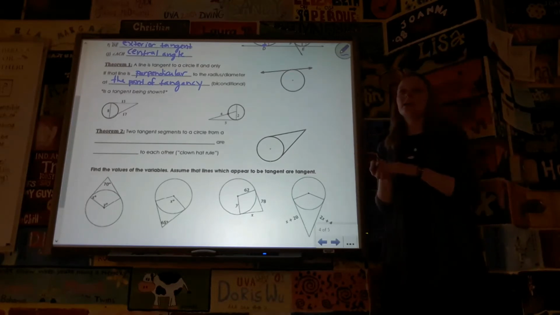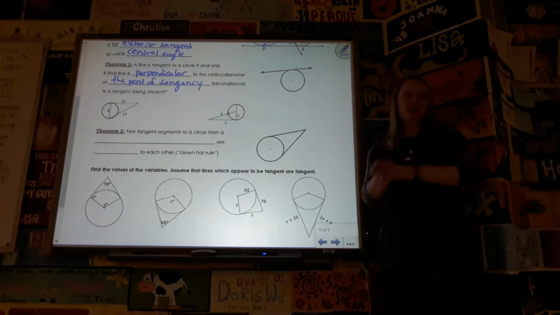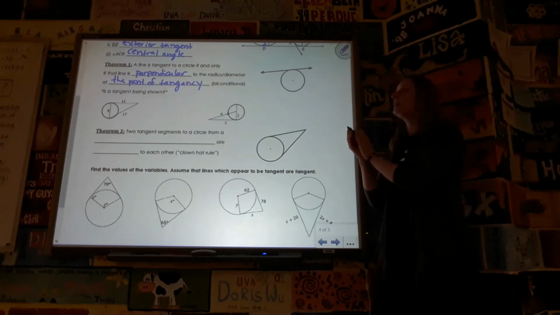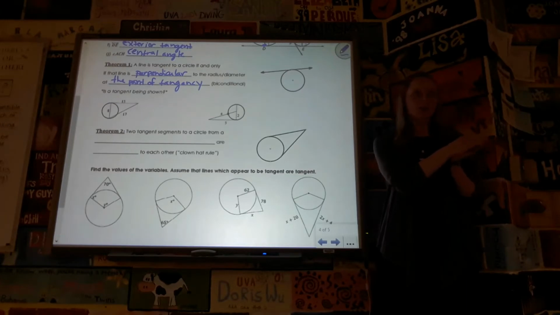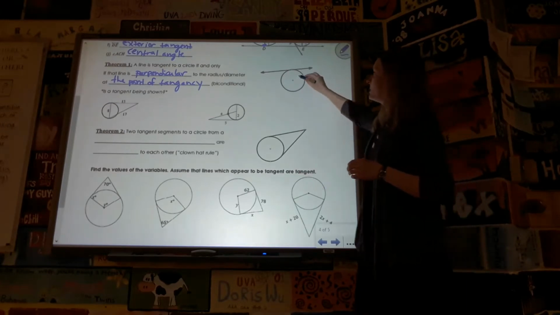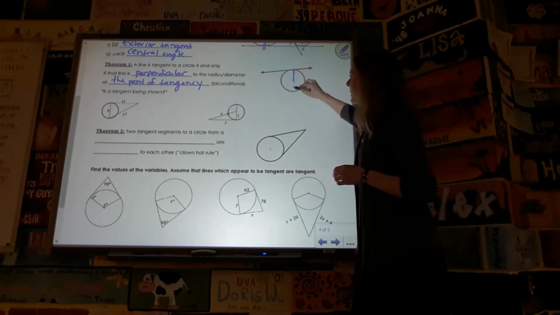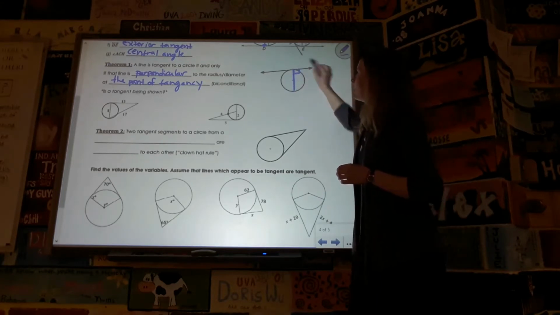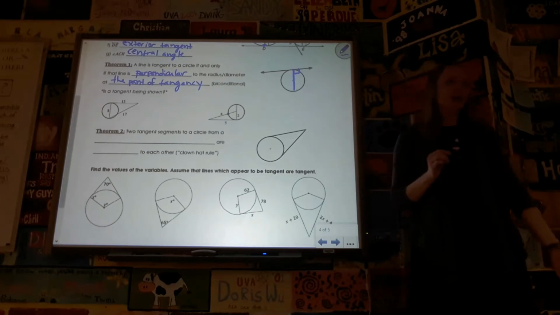So the tangent to a circle is going to be perpendicular to the radius or diameter at the point of tangency. Now this is a biconditional, so it works both ways. You could have a tangent first and conclude the perpendicular relationship, or have the perpendicular relationship first and conclude you have a tangent. So this is how you can draw this picture.